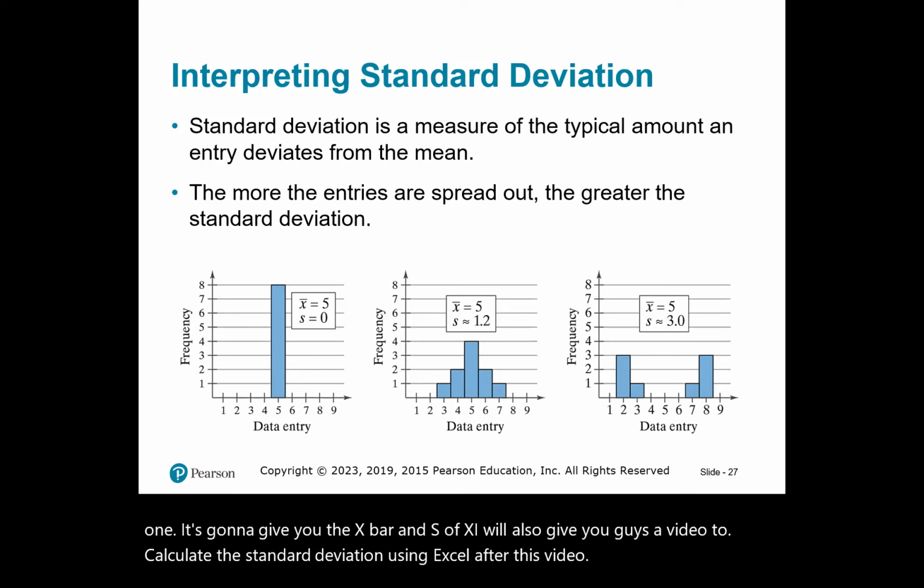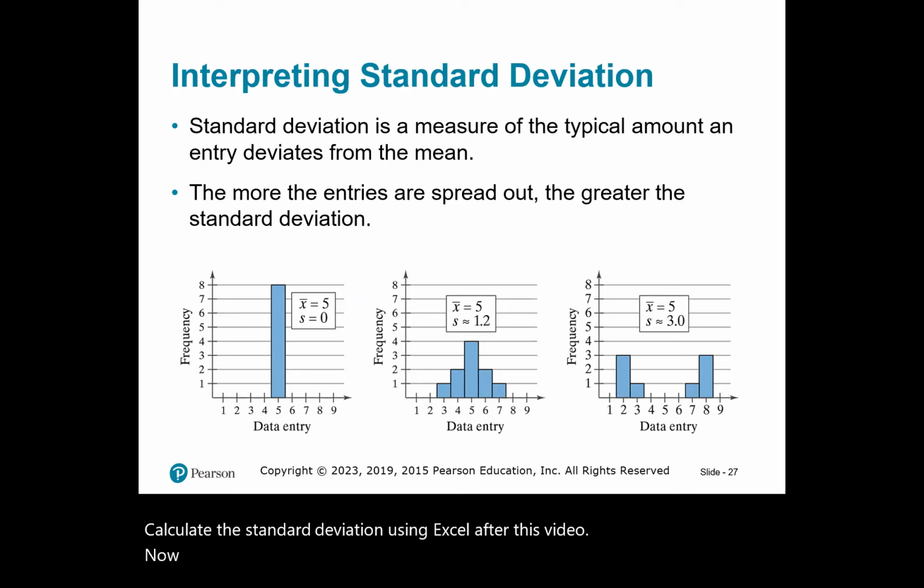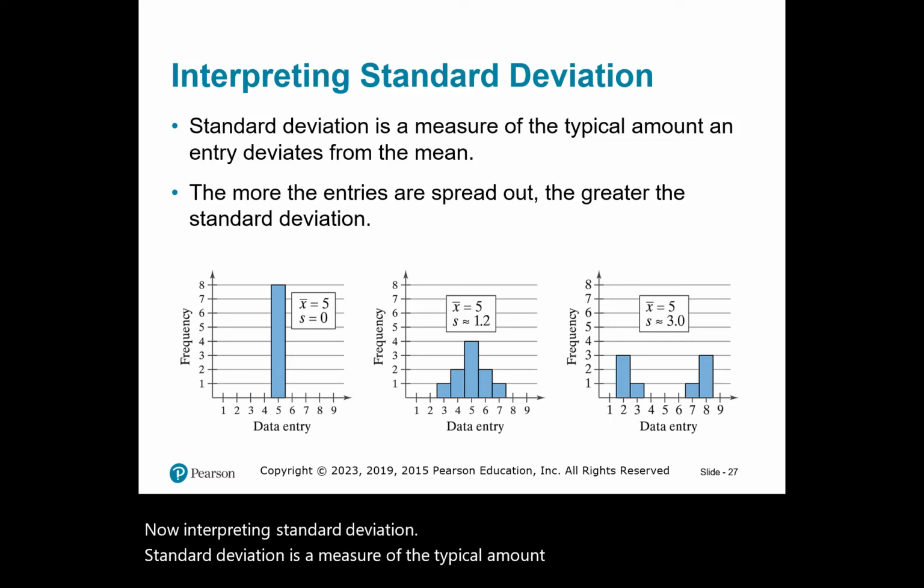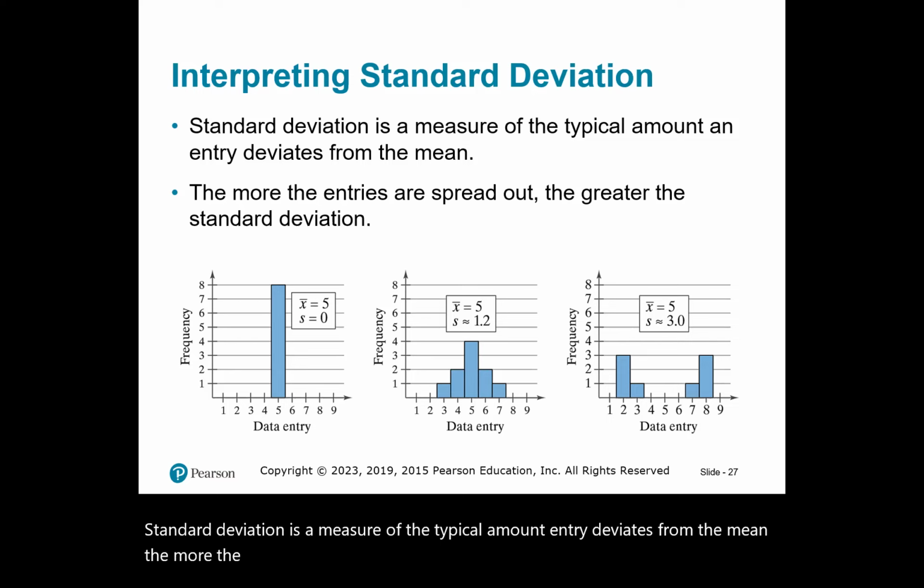Now, interpreting standard deviation. Standard deviation is a measure of the typical amount an entry deviates from the mean. The more the entries are spread out, the greater the standard deviation is. So we have 3 shapes here.